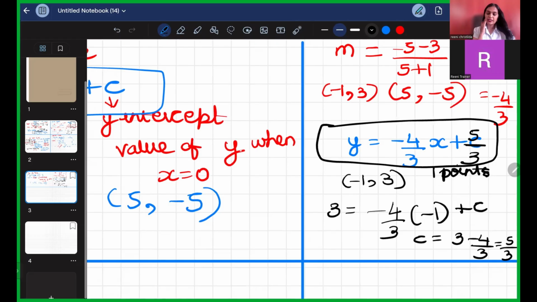Now, they may ask you a question like, say (10, p) lies on this line. Find out what p is. What would you do? Substitute 10 here and find out the value of y.